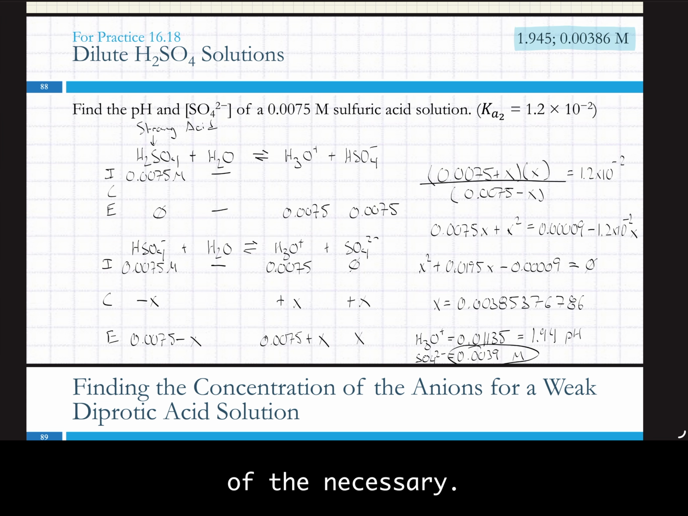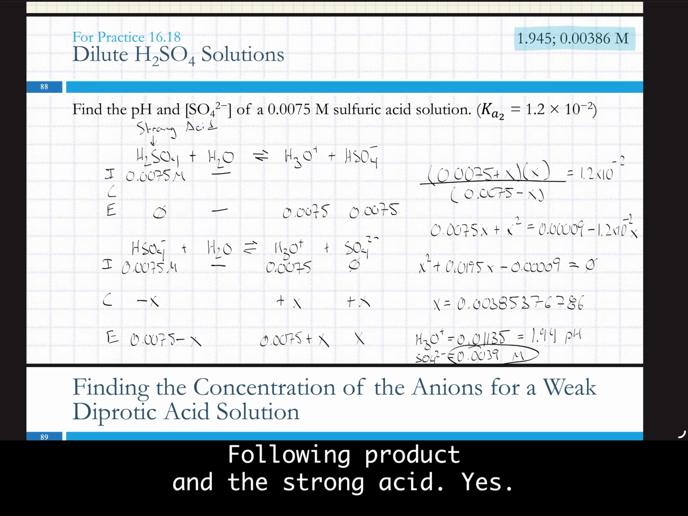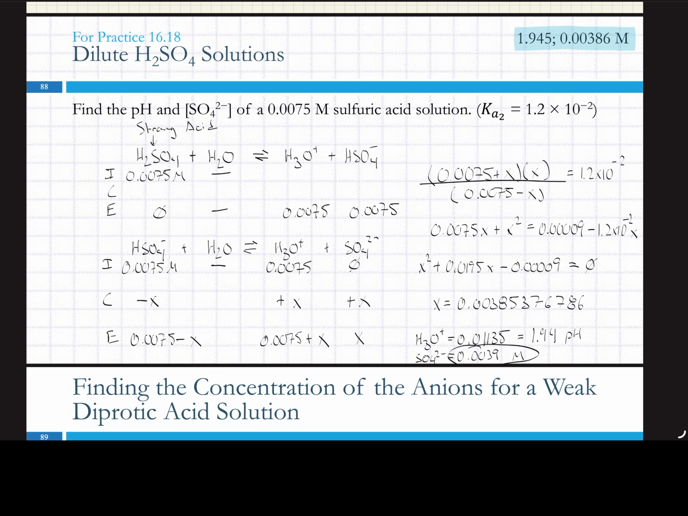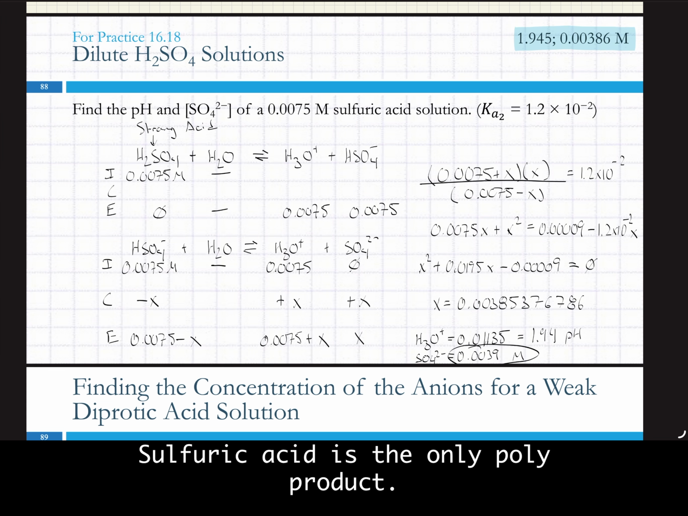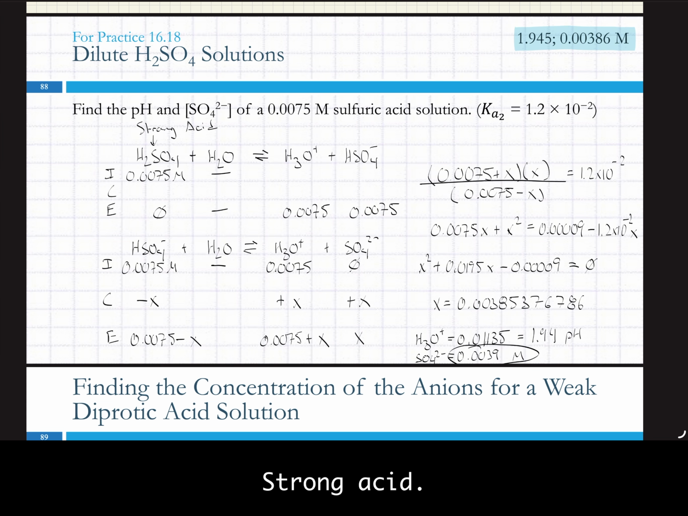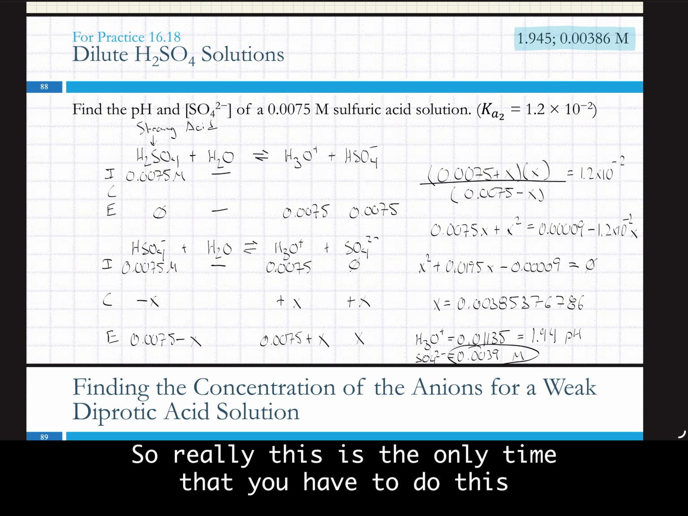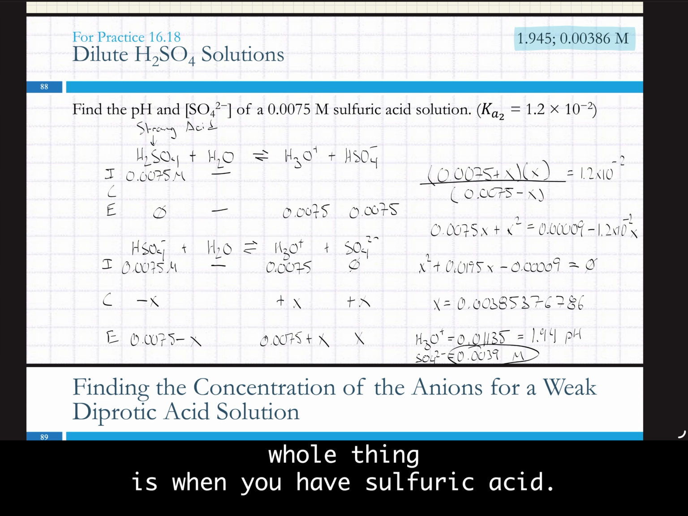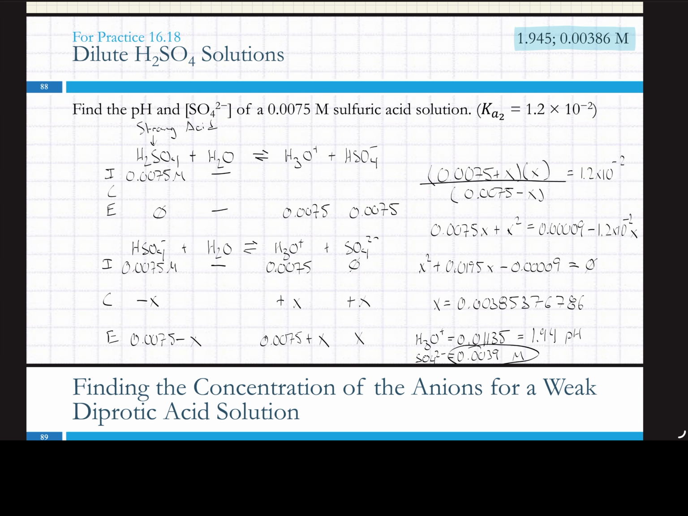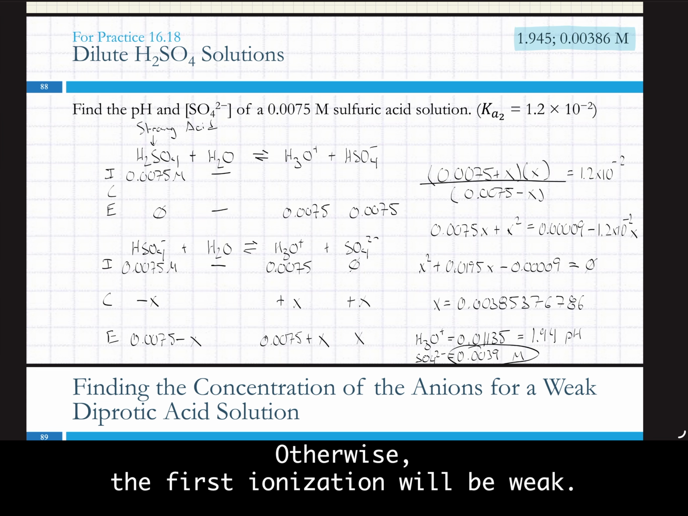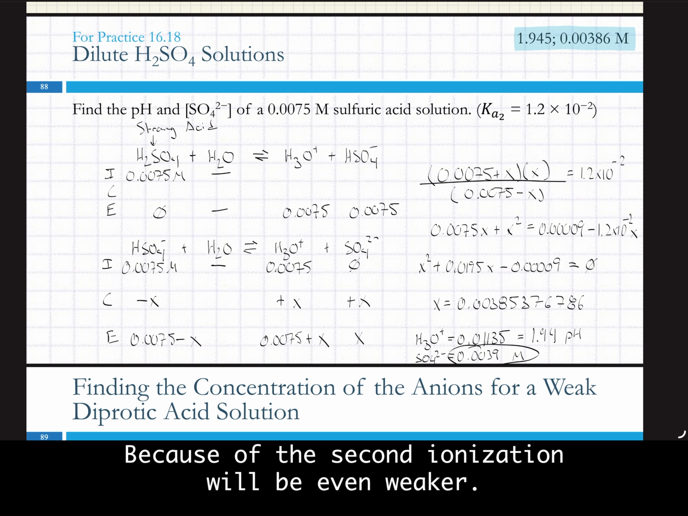The polysolve was only necessary because it's both polyprotic and a strong acid. Yes. Sulfuric acid is the only polyprotic strong acid. So really, this is the only time that you have to do this whole thing, when you have sulfuric acid. Otherwise, the first ionization will be weak, and so the second ionization will be even weaker.